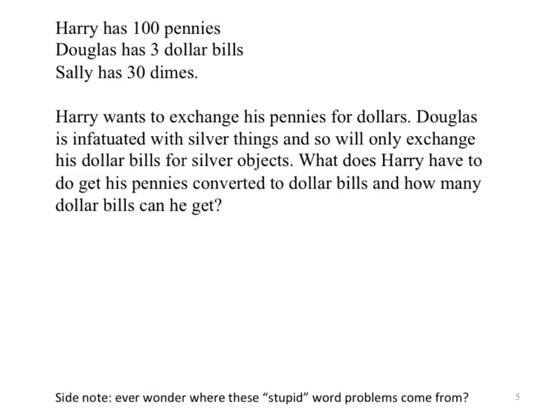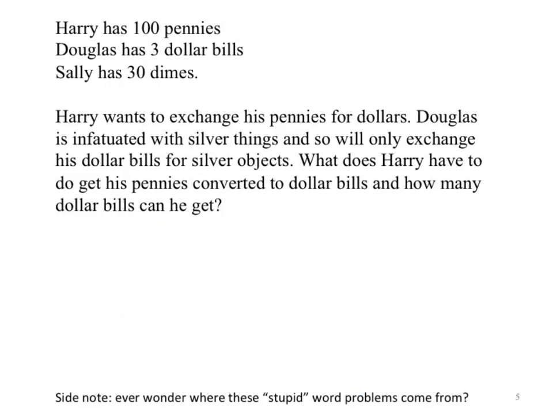He has to give 100 pennies to Sally, get 10 dimes. Once he's got 10 dimes, what can he do? Give it to Douglas. Okay? Human brain, awesome. You guys did that conversion pretty quickly. Okay? Why do we have this type of problem?